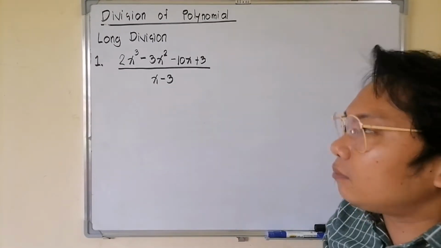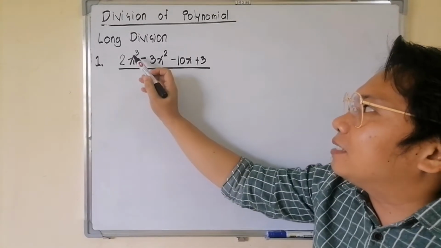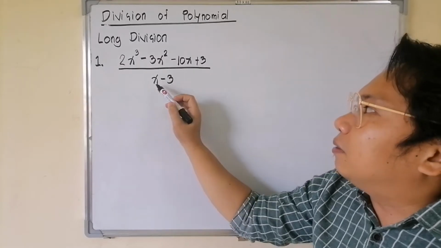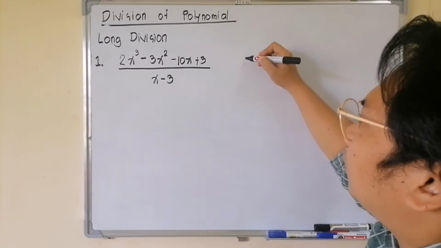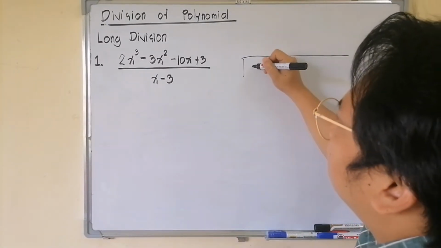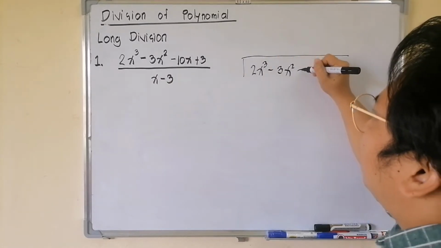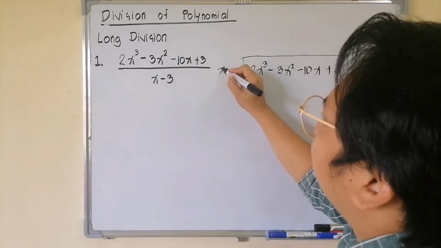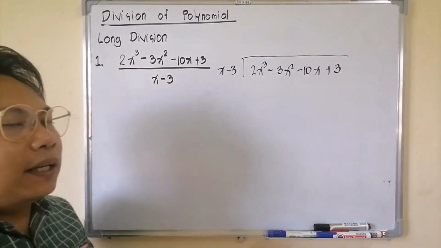Since your dividend is already in standard form, the highest exponent is 3, you have 2, 1, and the constant, divided by x minus 3. So we are now ready to divide. We will divide now 2x cubed minus 3x squared minus 10x plus 3 divided by x minus 3. First, what is the first thing to do?